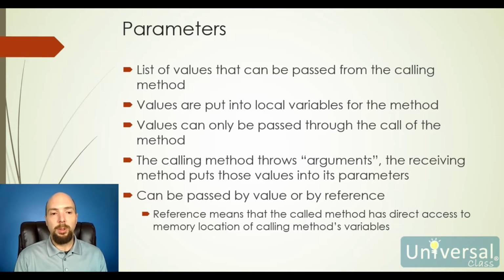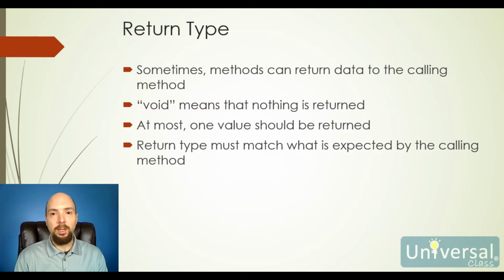By reference just simply means that I can actually give another method direct access to the memory location that I have for my values. We'll get more into that in just a couple of minutes. A method can also have what's called a return type. Return type just simply means that my method, after it's done performing all of its calculations or whatever else it's supposed to do, may return some information back to the calling method.